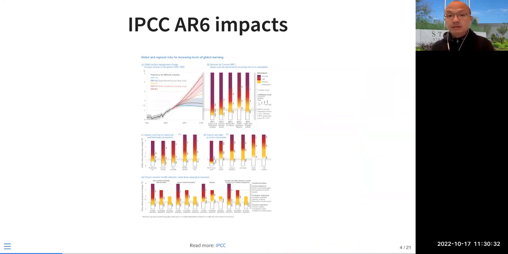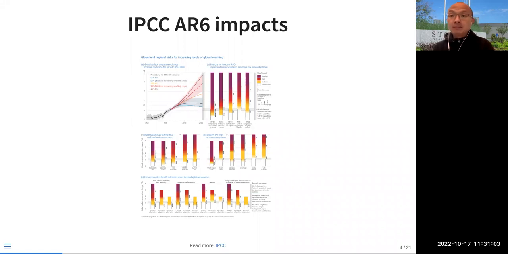Typical examples are the IPCC reports or assessment reports. Now it's the sixth round of reports, released starting last year and this year, and there are more coming. There are a series of reports.